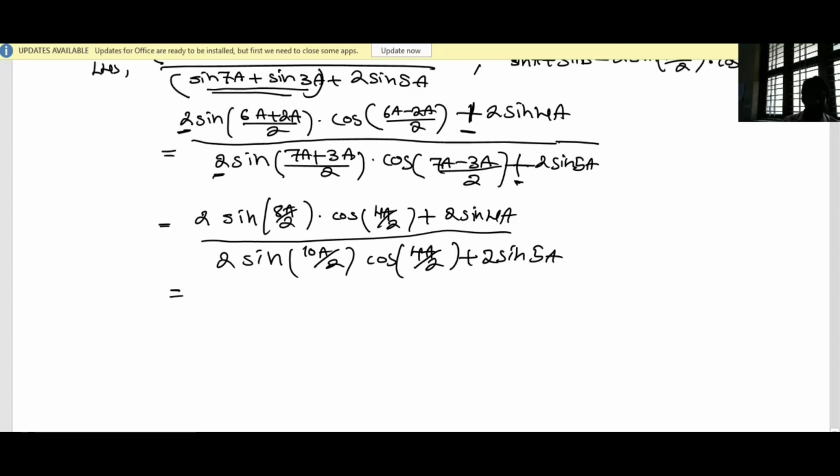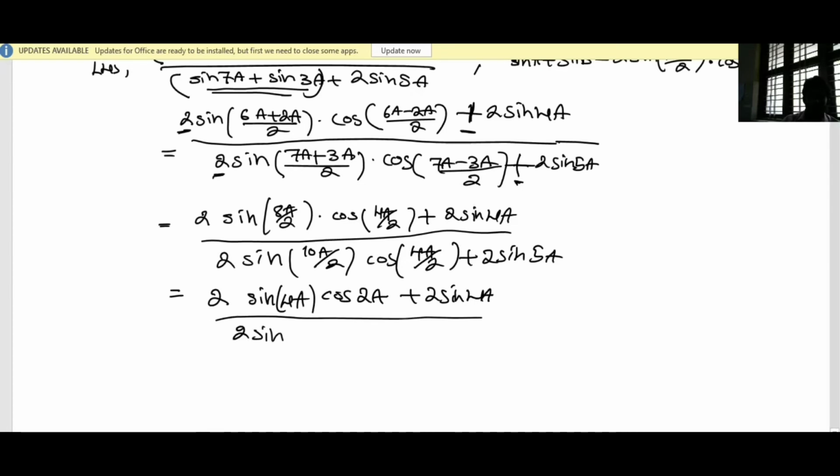Okay. Again it's equal to 2 into sin of 8A by 2. 2 ones are 2, 4 twos are 8, so you will get sin 4A into cos 2A, 2 twos are 4, so cos 2A, plus 2 sin 4A, divided by here 2 sin of 10A by 2. 2 ones are 2, 2 fives are 10, so 2 sin 5A into cos of 4A by 2, so cos 2A, plus the remaining sum 2 sin 5A.